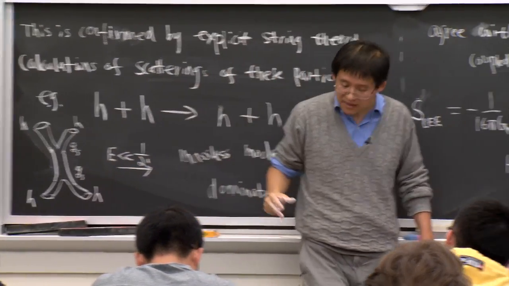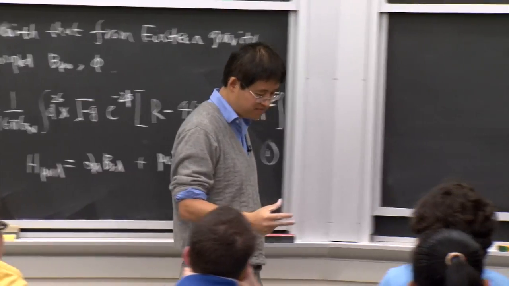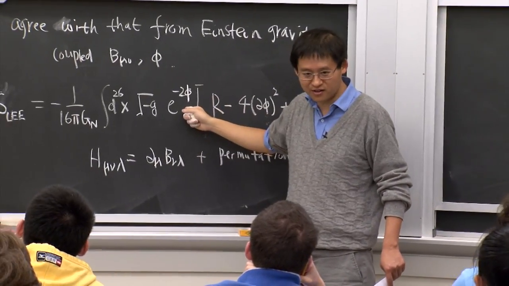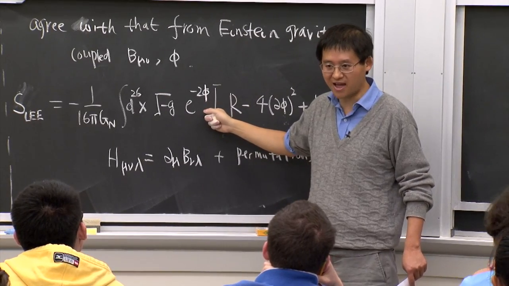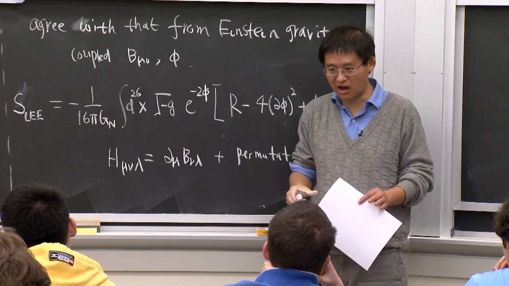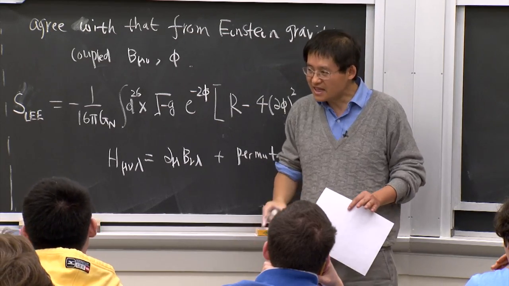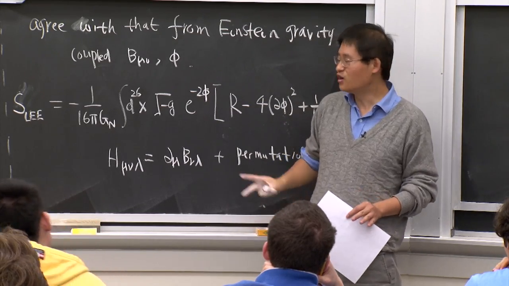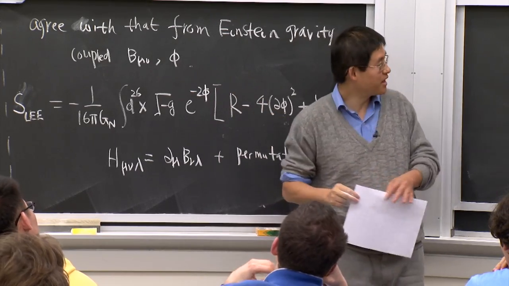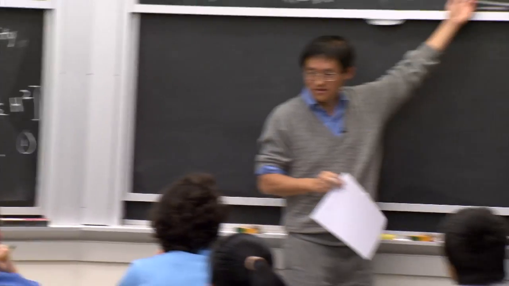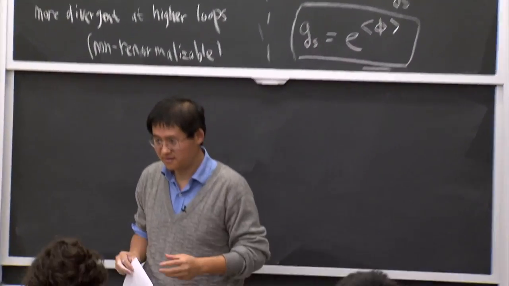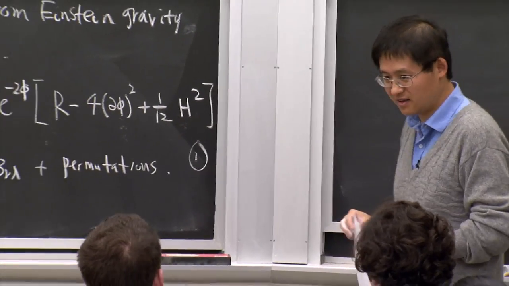Okay? But now we have a difficulty. We also said we want the scalar field to develop a mass. And it turns out it's actually not easy to arrange the scalar field to develop a mass and at the same time to make this expectation value very small. And actually, that turns out to be a non-trivial problem. So it's actually not that easy.